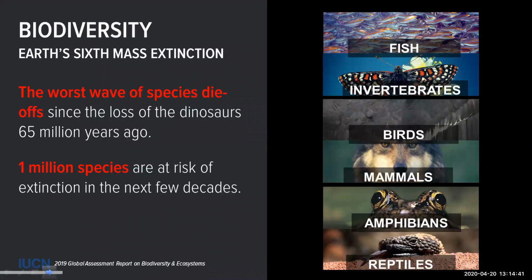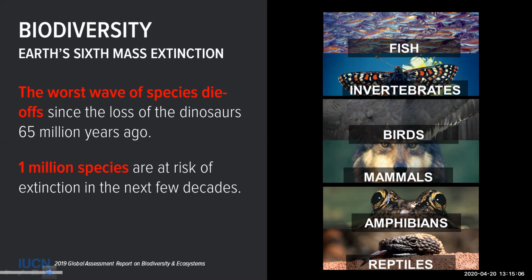Climate change isn't just about humans. Animals will feel it too. Experts say we are already in Earth's sixth mass extinction. A mass extinction is a major die-off of species. And we are experiencing the worst wave of species die-offs since the loss of the dinosaurs 65 million years ago. In fact, 1 million species are at risk of extinction in the next few decades.